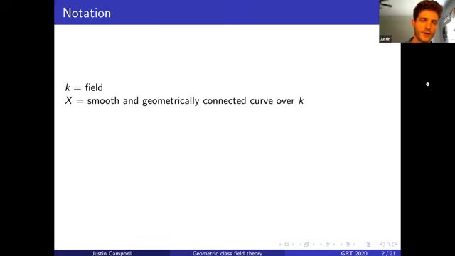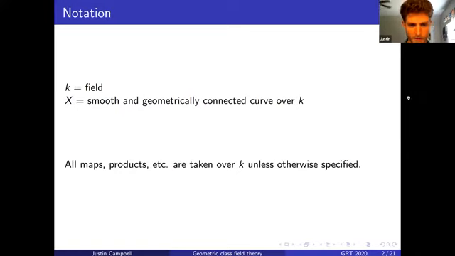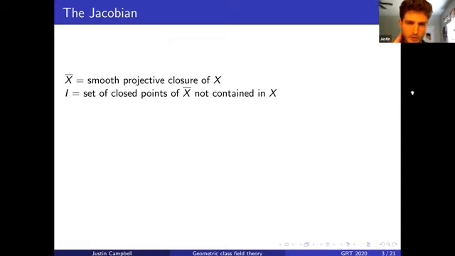Okay, so I'll work throughout over an arbitrary field K, and I have a smooth geometrically connected curve X, not necessarily projective. Everything will be over K. And I fix a smooth projective closure of my curve, which may be affine. This X bar is more or less canonically attached to X, but it plays an incidental role. I'll comment more on that in a minute. I will be the set of closed points in X bar not contained in X.